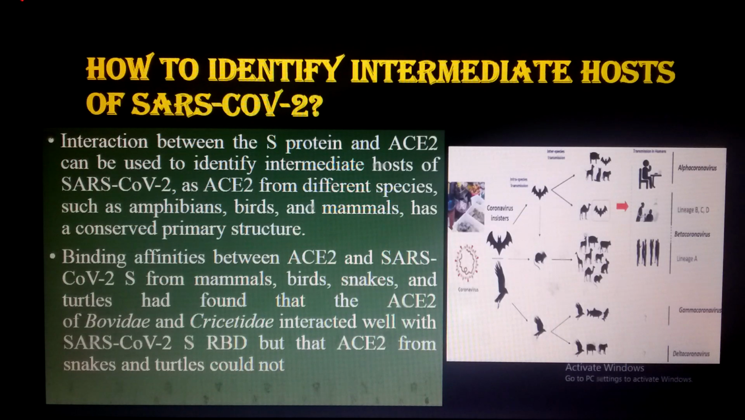Is it clear? ACE2 from different species like amphibians, birds, and mammals has a conserved primary structure. So that's why it has multiple hosts. It can affect multiple hosts at a time. Is it clear? That's why it is circulating in all these animals and then reaches the human.